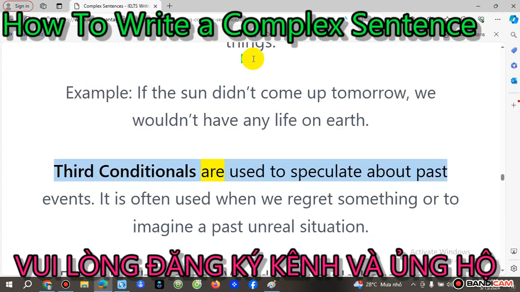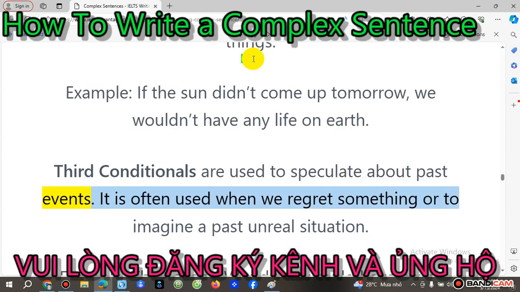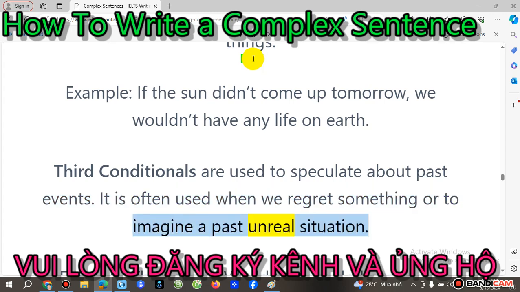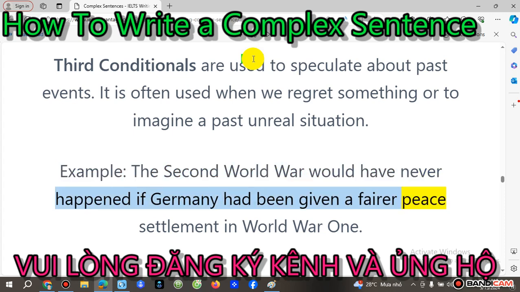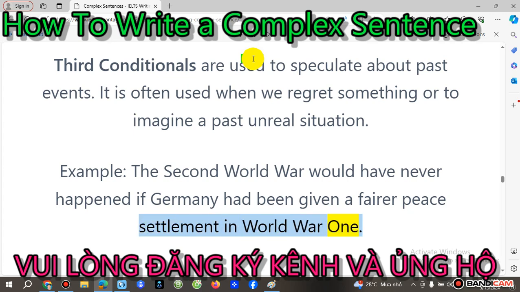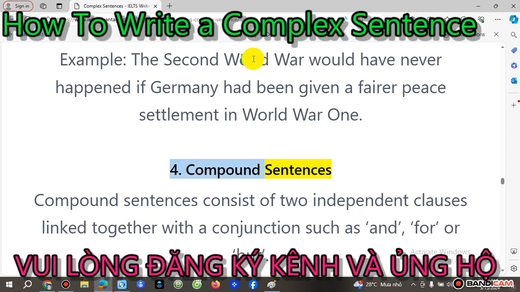Third conditionals are used to speculate about past events. It is often used when we regret something or to imagine a past unreal situation. Example, the Second World War would have never happened if Germany had been given a fairer peace settlement in World War I. 4. Compound sentences.